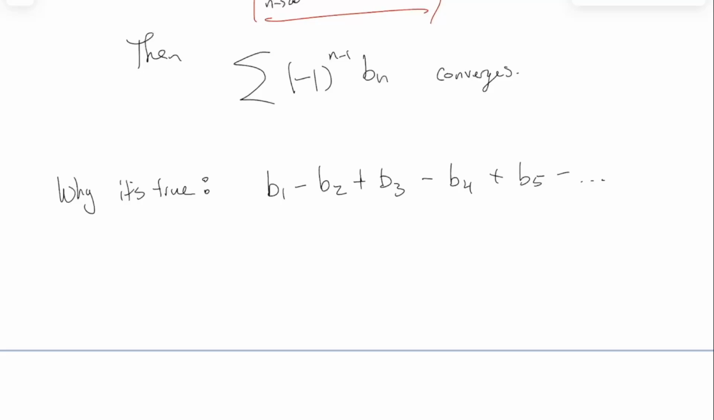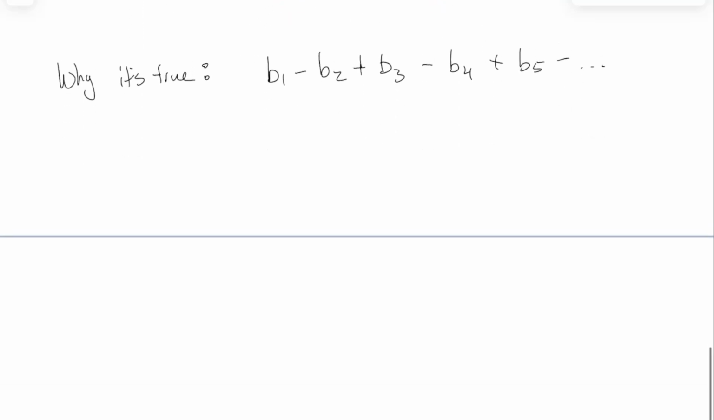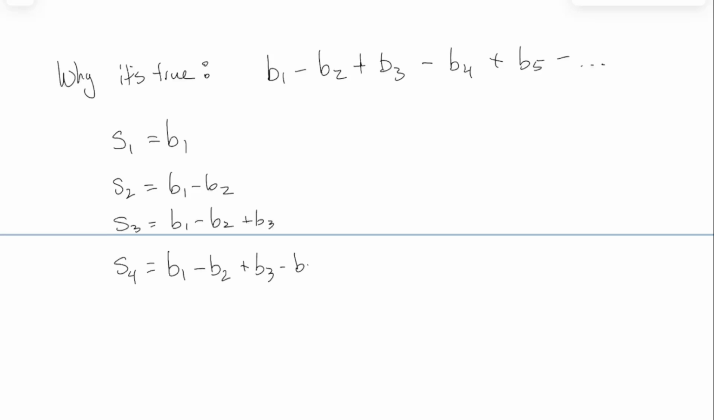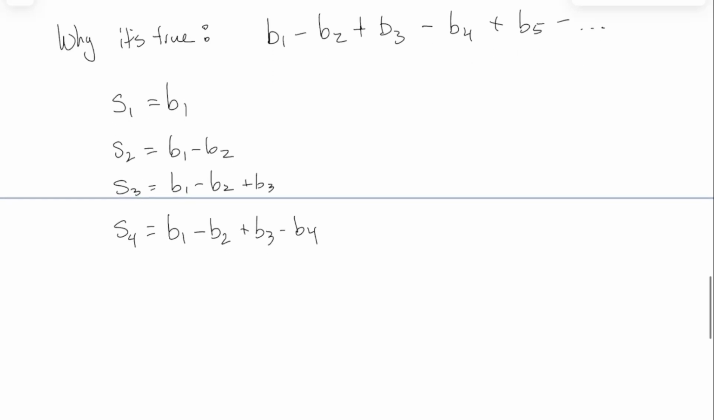Check it out. I'm going to try to draw a little picture here of the partial sums. The first partial sum is just b1. The second would be b1 minus b2. The third one would be b1 minus b2 plus b3. These, remember, are the partial sums. And I would like to somehow see that these partial sums actually are getting closer and closer to a particular value. That's what it means for the series to converge. And check it out. I'm going to try and draw a picture here.